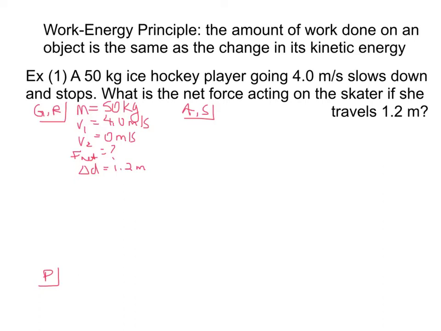So here we have an example. A 50 kilogram ice hockey player going 4.0 meters per second slows down and stops. What is the net force acting on the skater if she travels 1.2 meters? Now we can technically solve this problem using our forces equations that we did in the last unit, but I'm going to show you how to solve this with energy as well.